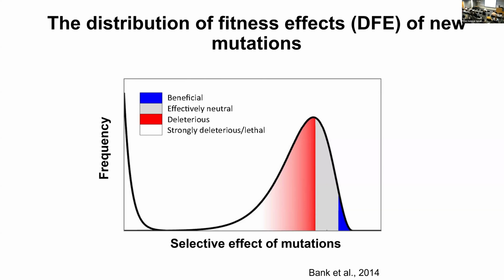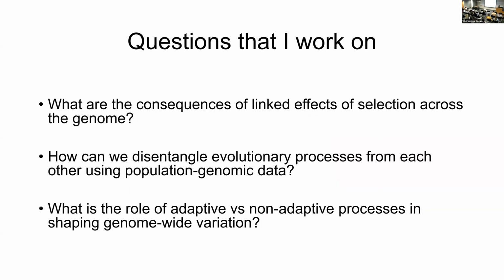And so I'll be talking a little bit more about deleterious mutations just because they happen to be a lot more common. So what are the questions that I am interested in and work on? Some questions are: what are the consequences of linked effects of selection across the genome? How can we disentangle these evolutionary processes from each other using population genomic data? And what really is the role of adaptive versus non-adaptive processes in shaping genomic variation? Can we say something about that?